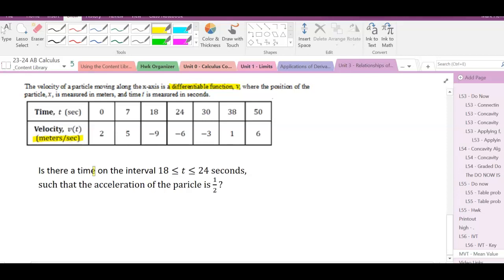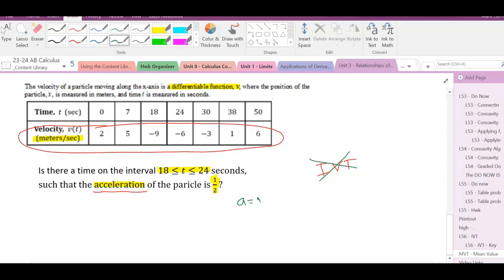And they ask us, is there a time on the interval 18 to 24 such that the acceleration is 1/2? So I'm thinking IVT because it's asking for a point. Like, what is the y value? The problem is the y values are not given because we were asked for acceleration. So that means it's not an IVT problem. Acceleration is the derivative of velocity. So all of a sudden they're asking for the derivative. This is an MVT problem.